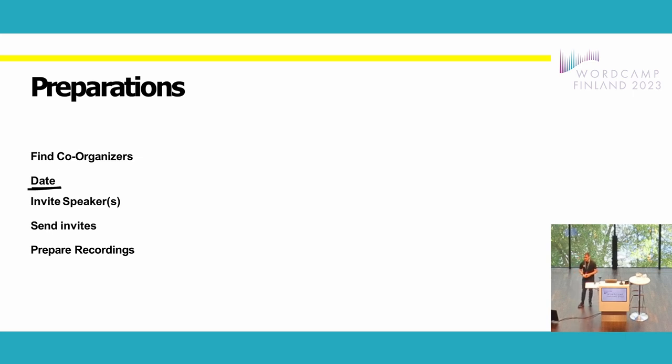Find a fixed date and invite a speaker or multiple speakers. Usually having a topic for a night helps attract people, especially if you're new. Send out invites. We had that on the earlier slide as well. And if your location allows for that, try to prepare recordings like we do at WordCamps. You can upload them to WordPress TV later or to a YouTube channel if you want to. And that's usually a good way to include people who are not able to attend that day or want to rewatch a part of the presentation.